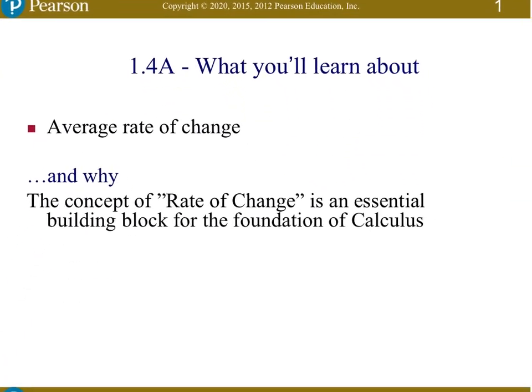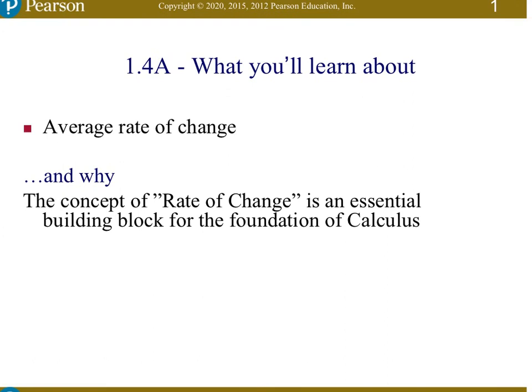We're going to talk about the idea of rate of change. There are different kinds of rate of change. Today we're going to focus on the average rate of change. This is what's called an essential building block for calculus. Everything is built on understanding these different kinds of rates of change. So today, just average rate of change.